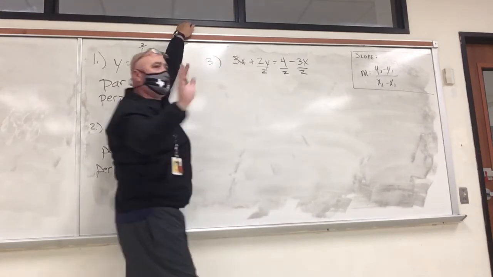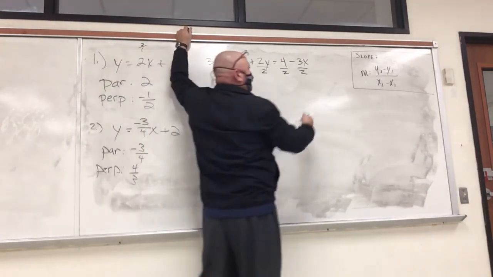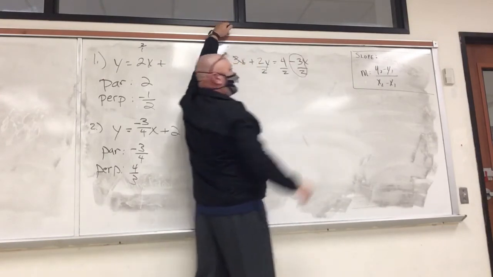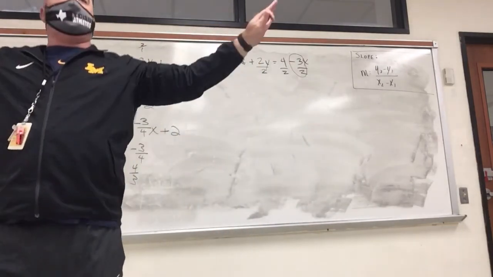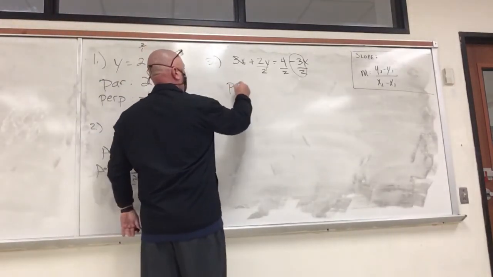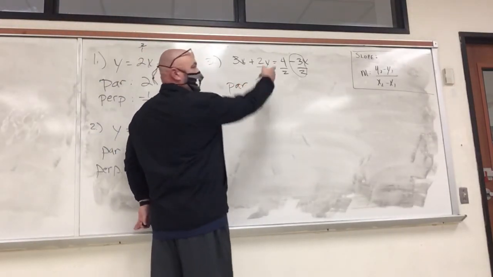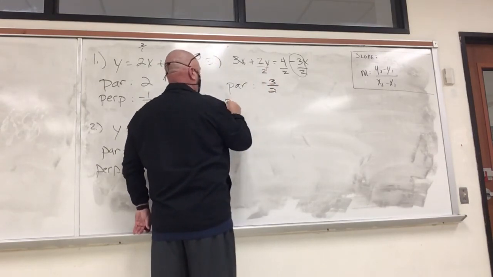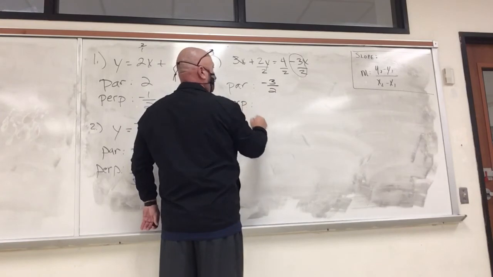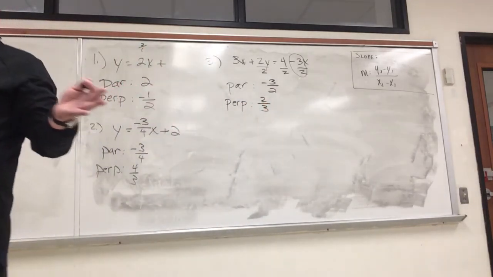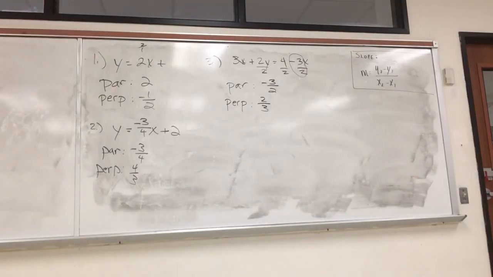That's all I gotta do, because now I've got a number with x. That number right there is the slope. I'm not concerned about anything else. So parallel, what's my slope gotta be? Negative 3 over 2, -3/2. Perpendicular, what's my slope gotta be? Positive 2 over 3, +2/3. Done. Would you like to do one more like that?